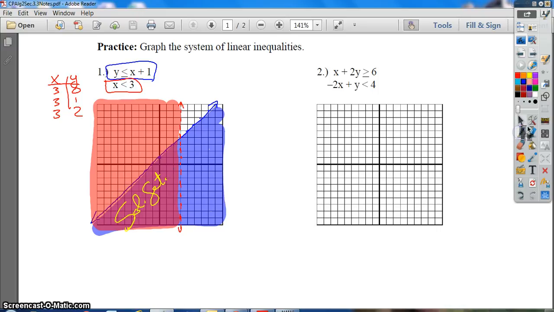So let's go ahead and take a look at number 2. I'm going to solve this for y so I can graph it. So right now I have 2y is greater than or equal to negative x plus 6, divided by 2, negative half x plus 3. So I'm going to graph this, positive 3. I'm going to go 2 down, 1 over. There we go. Solid line. Let's talk about shading. The shading is greater than, so that's above.